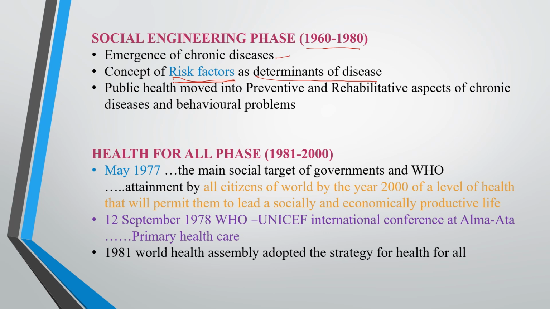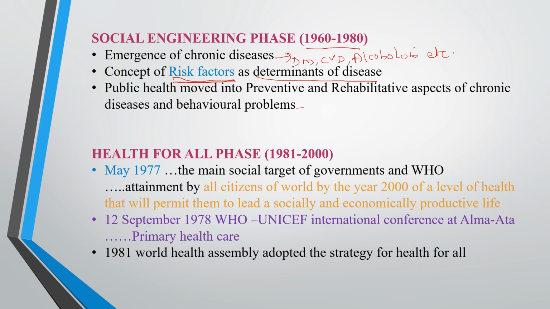What do chronic diseases mean? Diseases like diabetes mellitus, cardiovascular disease, alcoholism, etc. These are the chronic diseases. These cannot be prevented or controlled by the traditional public health approaches, and so the concept of risk factors came. Then, to solve these problems, public health moved into preventive and rehabilitative aspects of the chronic diseases and behavioral problems.